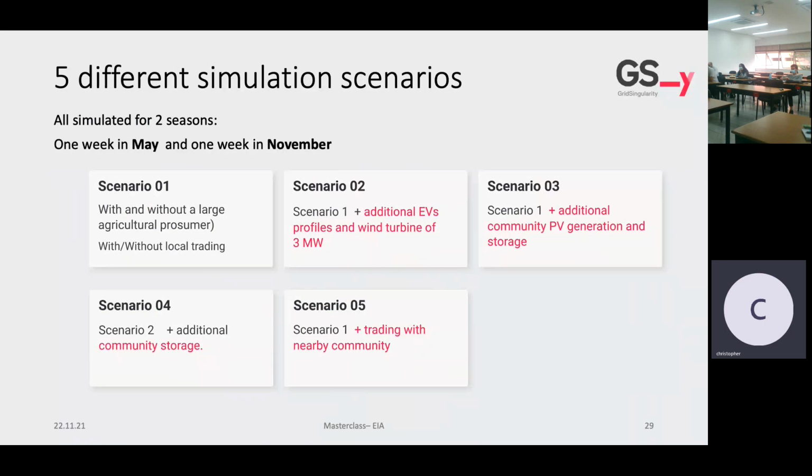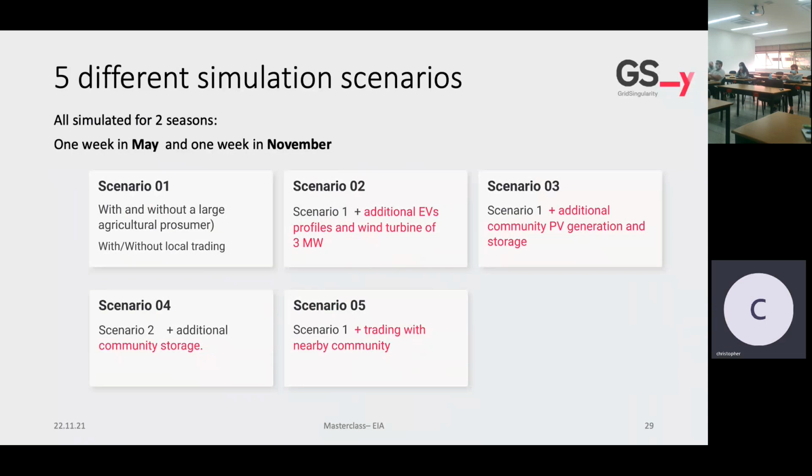We did a second scenario where we added electric vehicles and wind turbines. The wind turbine was quite big compared to the size of the community, by the way. And then in scenarios 3 and 4, we did optimization. So the goal was to see how much energy assets we have to add in order to allow the community to be fully self-sufficient. So how much PV capacity we need to buy, and how much storage we need to install if we want the community to be fully self-sufficient and operate in islanding mode.